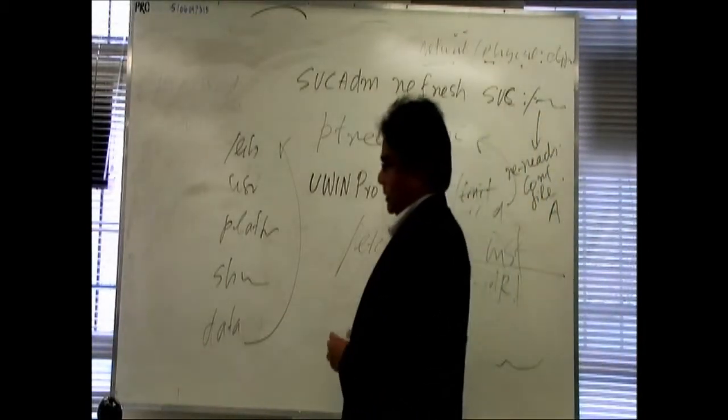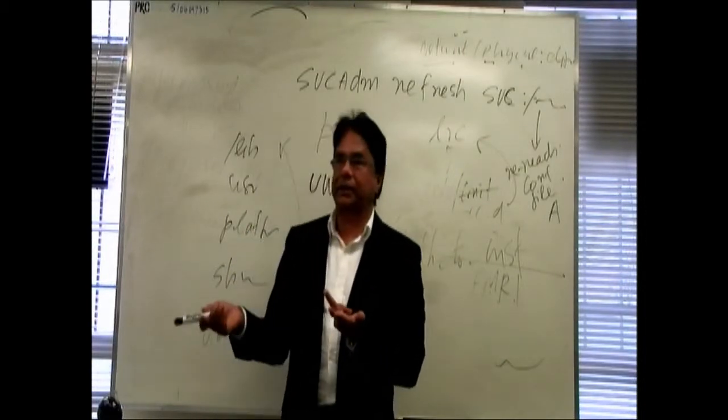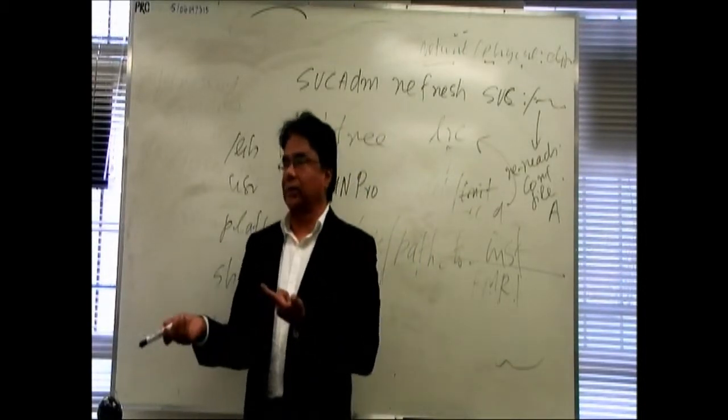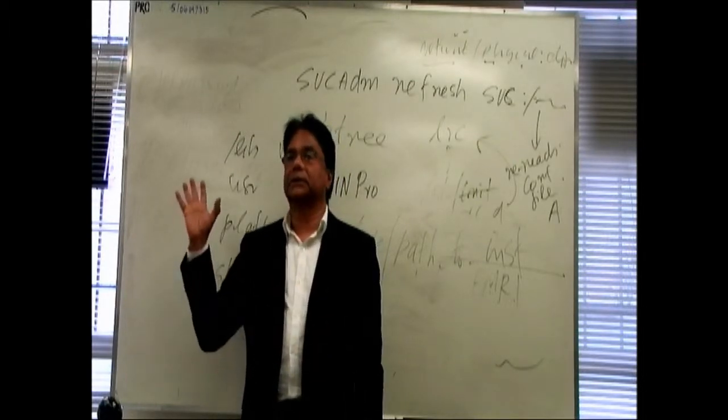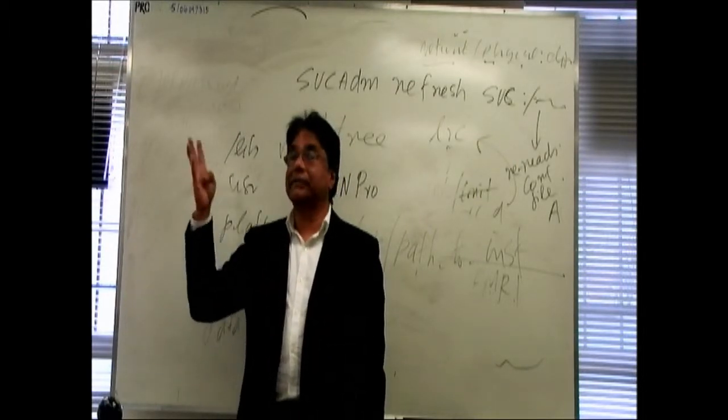Then we talked about name service, jumpstart. Then what else did we talk about? RBAC. Then we talked about printing, processes, and zones. We talked about ZFS. What is the advantage of ZFS?